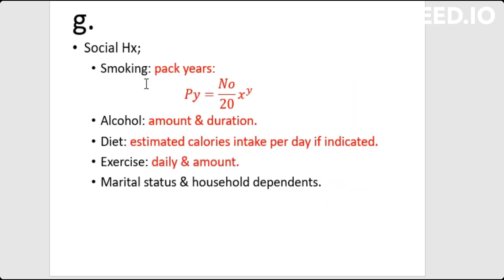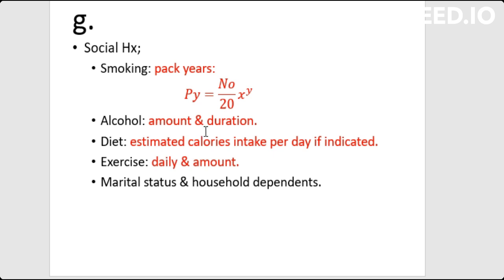In social history, you need to inquire about smoking history, and it is usually recorded in pack years. This is a formula to calculate pack years. Pack years is equal to the number of cigarettes smoked per day divided by the total number of cigarettes in a pack, which is 20, multiplied by the number of years the patient has been smoking. For example, the patient is smoking 20 cigarettes per day within 2 years. So it is 20 divided by 20 times 2, which equals 2 pack years.